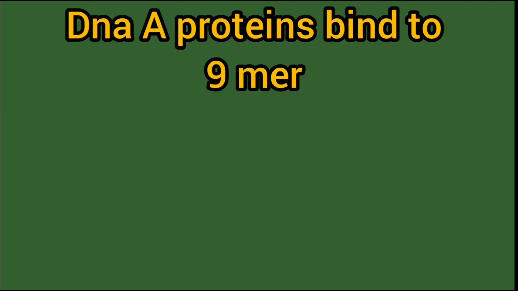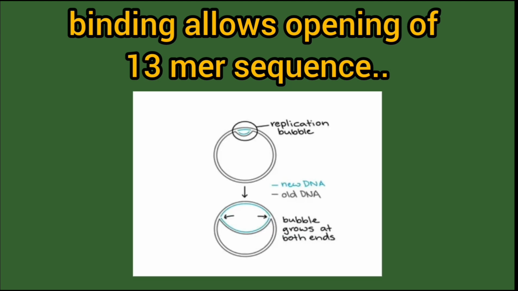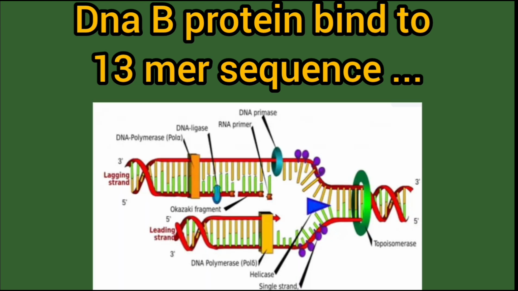DnaA proteins with ATP bind to the 9-mer sequence of OriC. This binding allows the opening of the 13-mer sequence of OriC by bending of the DNA. DnaB proteins bind to the 13-mer repeats, which are recognized by DnaC. Once DnaB is settled on the OriC at the 13-mer, then the DnaC protein is released.